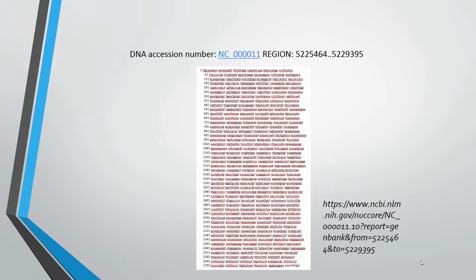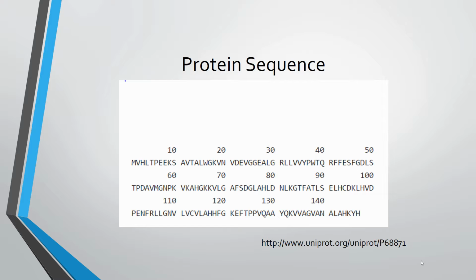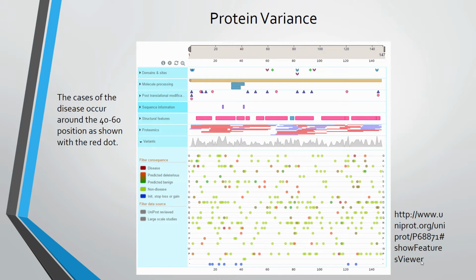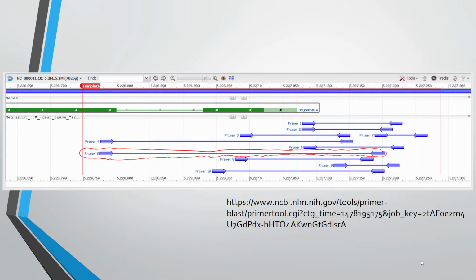Only the HBB gene is shown in the slide. The protein sequence was also found through Ensembl, along with the protein variants. The final step was to design primers to amplify the gene. The change in the DNA sequence occurs in the first exon of the HBB gene, so primers were designed to contain that area. That area was isolated on the NCBI map viewer feature.